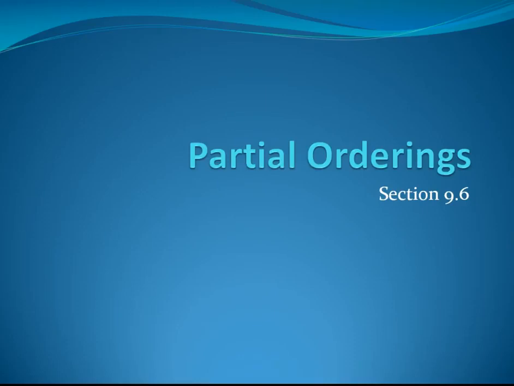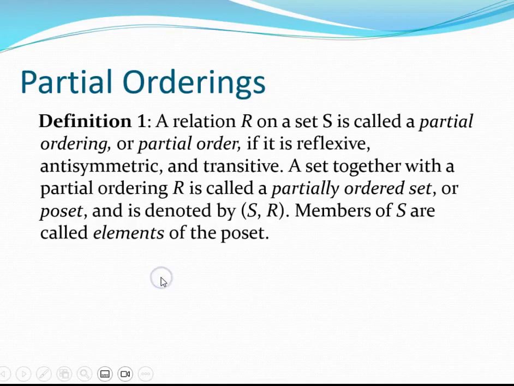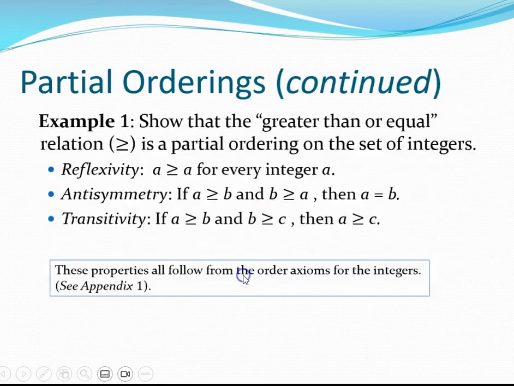Section 9.6 Partial orderings. Definition 1. A relation R on a set S is called a partial ordering or partial order if it is reflexive, anti-symmetric, and transitive. A set together with a partial ordering R is called a partially ordered set or poset and is denoted by the pair (S, R).